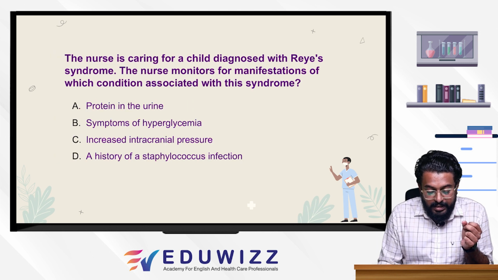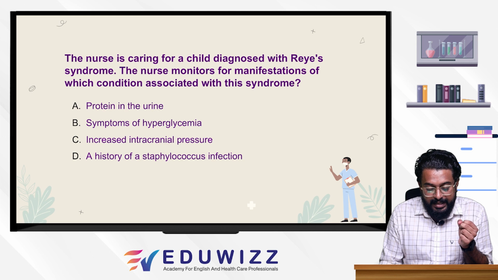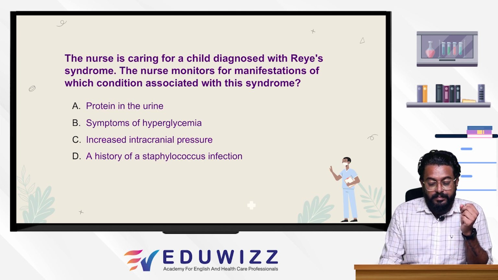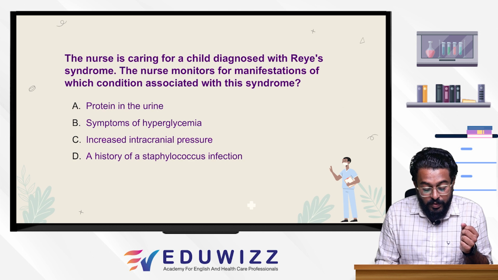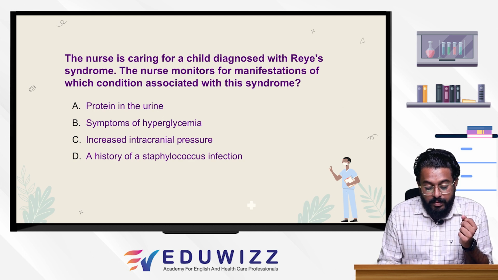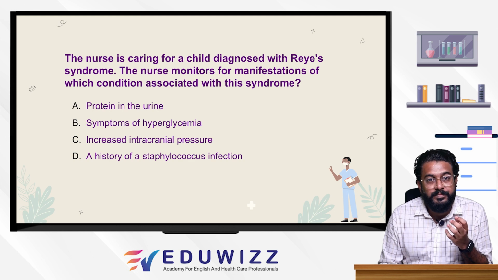Next question, the nurse is caring for a child diagnosed with Reye syndrome. The nurse monitors for manifestations of which conditions associated with this syndrome? Okay. Child diagnosed with Reye syndrome. Which of the manifestations are associated with this syndrome? Reye syndrome is a condition which occurs in children.